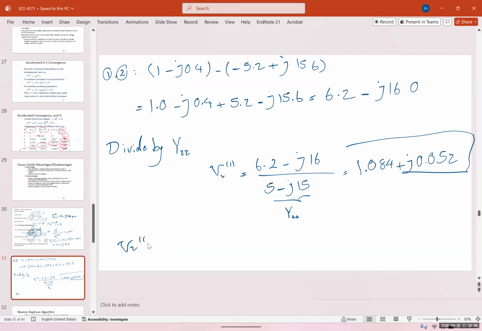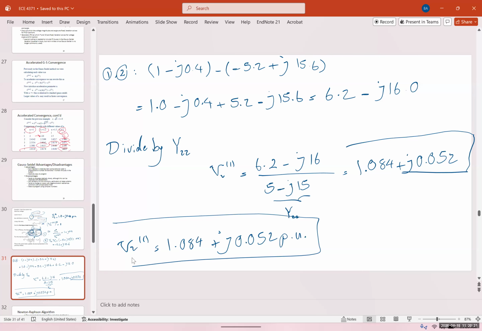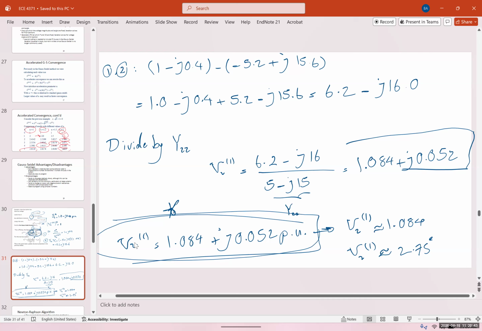V21 would be equal to 1.084 plus j0.052 per unit. Now, if I want to convert it to the angle in the phase, because we want to find the angle in the phase, V2 of 1 would be equal to 1.084 almost, and the angle is going to be almost equal to 2.75 degrees. But usually the complex form is good enough.